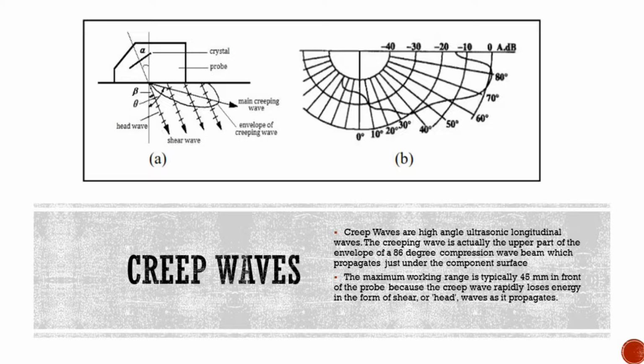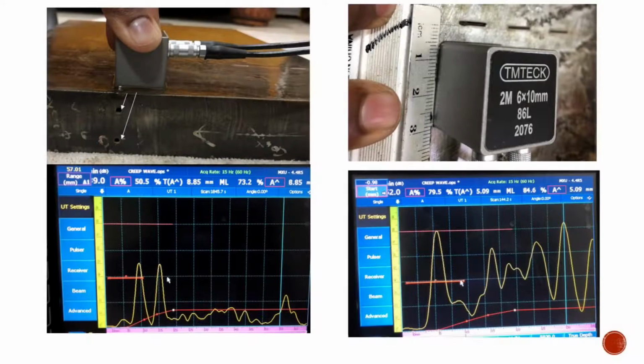Also from figure A, we can notice that there are two kinds of waves: the 86 degree high angle longitudinal wave, which we are calling a creep wave, and the second one, the shear wave. As the creep wave propagates through the surface, it generates shear waves. It continuously loses energy generating shear waves.